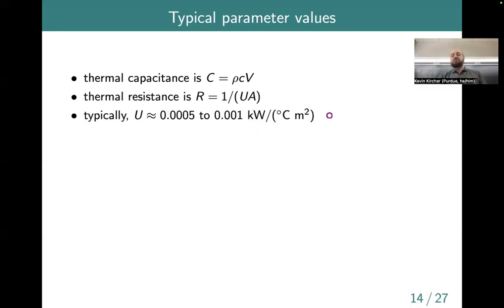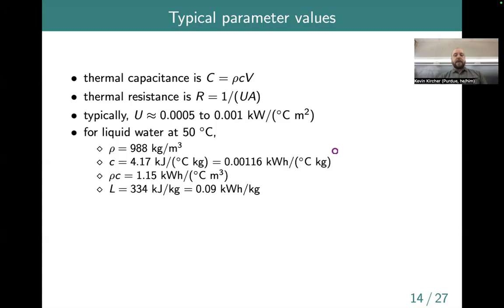And U typically is very low because you can wrap a thermal storage tank most of the time in some insulating material. So it's kind of in this 0.001 kW per degree per unit area. And then I'm just giving you examples here, the numerical values for water, which is very often the storage medium that we use in thermal storage applications. So we've got the density, specific heat, the product here that shows up, and then the latent heat of fusion as well.